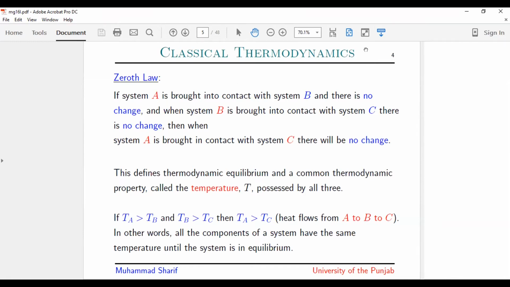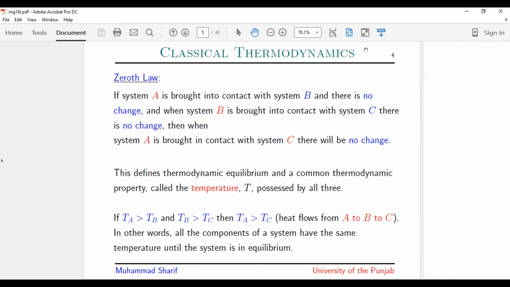Zeroth law: if system A is brought into contact with system B and there is no change, and when system B is brought into contact with the system C, there is no change, then system A is brought in contact with the system C and there will be no change. This defines thermodynamic equilibrium and a common thermodynamic property called the temperature possessed by all the three systems.